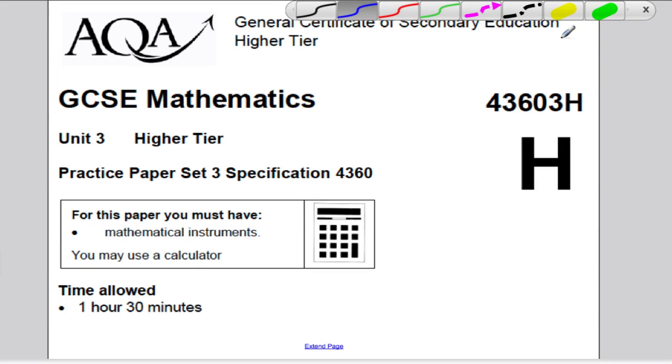Hi there! In the following video I will show you how to answer the Unit 3 Higher AQA Maths Practice Paper 1. Do remember, as always, this is a calculator paper and it's an hour and 30 minutes long.